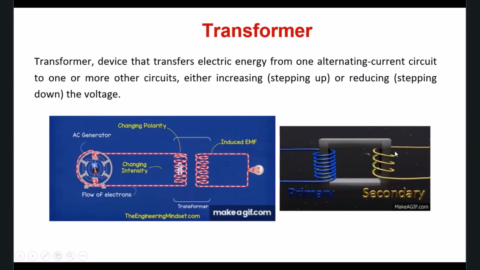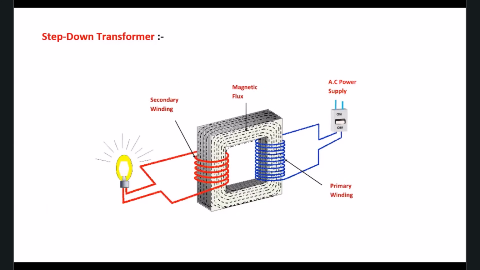Now we'll talk about the types of transformer, and there are two: the step up transformer and the step down transformer. First we'll talk about the step down transformer. A step down transformer is that type of transformer which decreases the power or the voltage at the secondary terminal.